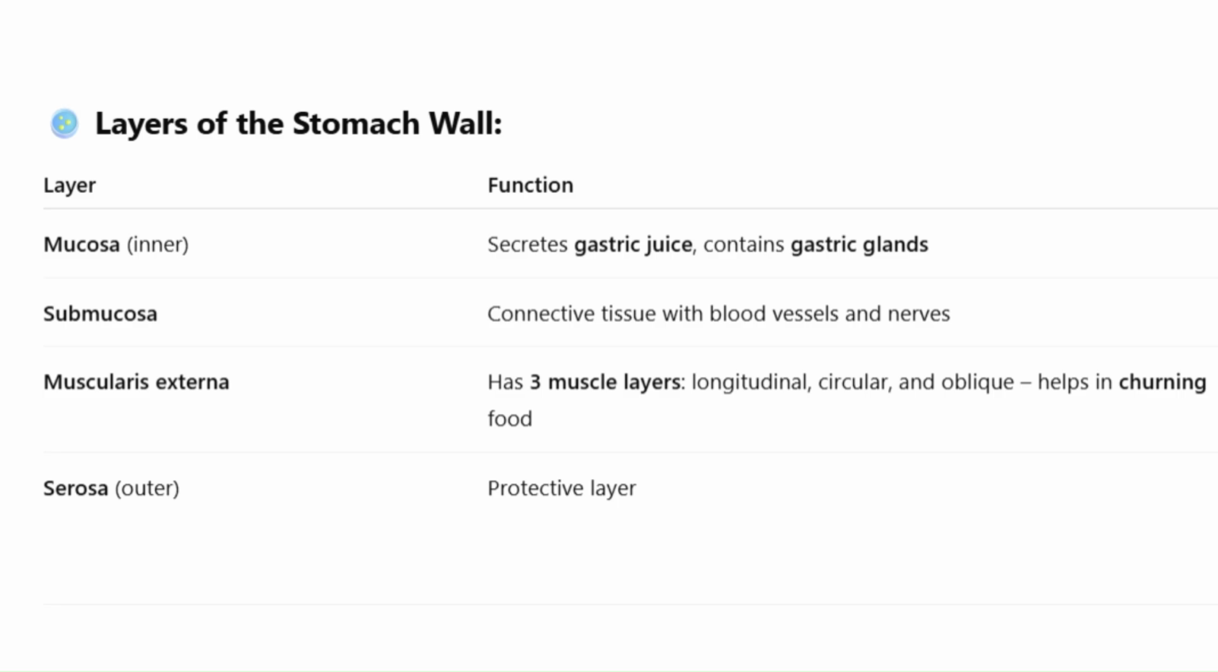Layers of the stomach wall. Layer, function. Mucosa, inner layer, secretes gastric juice. Contains gastric glands. Submucosa layer, connective tissue with blood vessels and nerves. Muscularis externa layer has 3 muscle layers: longitudinal, circular and oblique. Helps in churning food. Serosa, outer layer, protective layer.